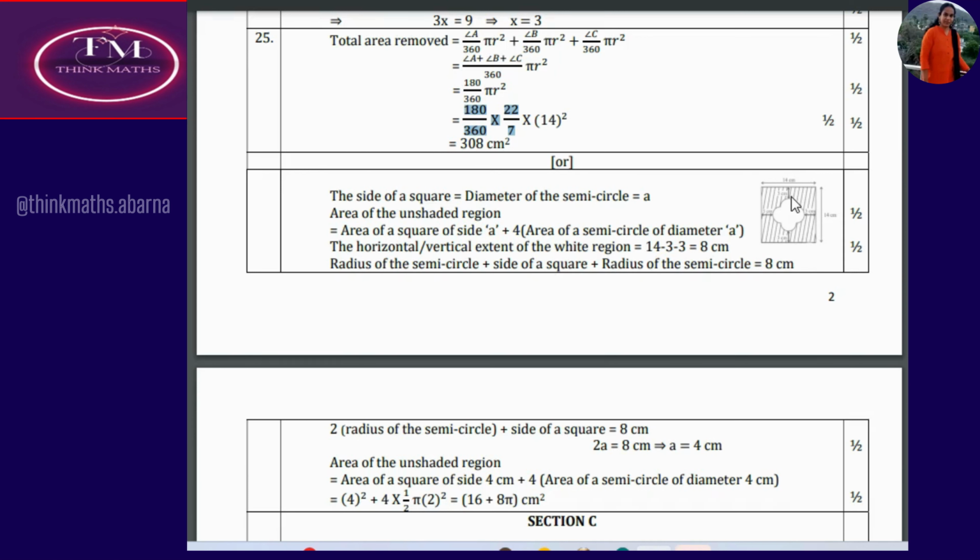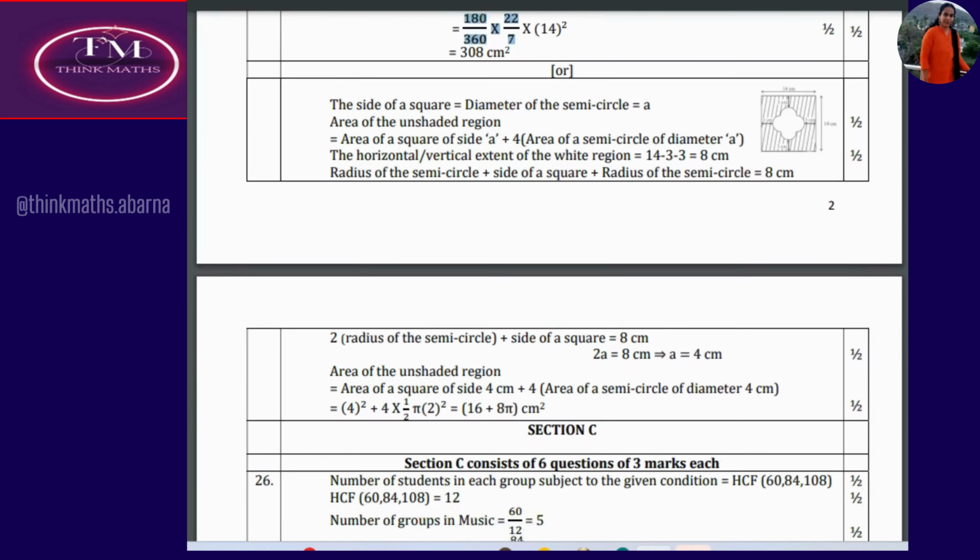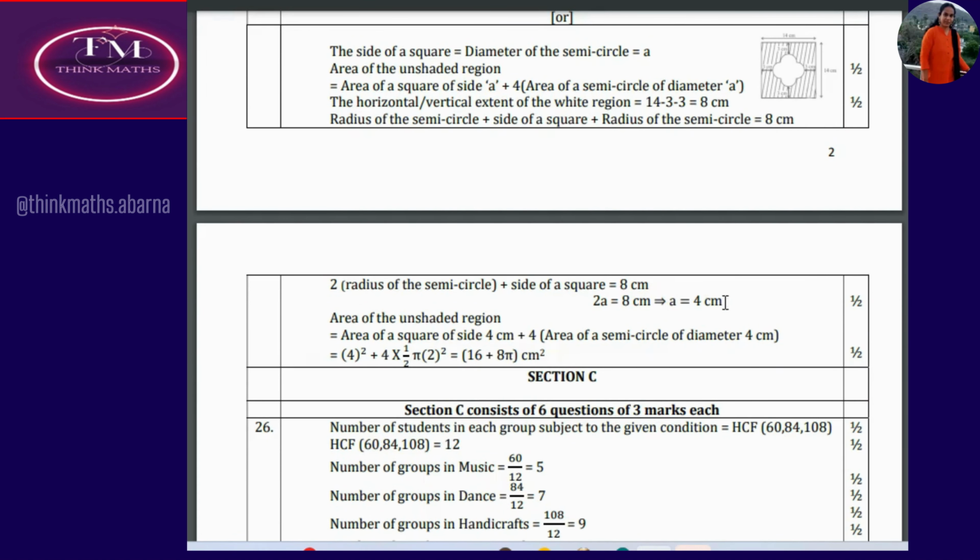Then find out which region you need to find. That is, you have to find out this horizontal or vertical length. If you find that out, it is half a mark. Then find out the value of A, then it will be half a mark. Then substitute the formulas and find out the answer, and you will get half a mark.